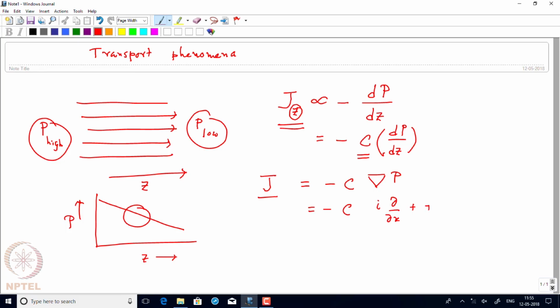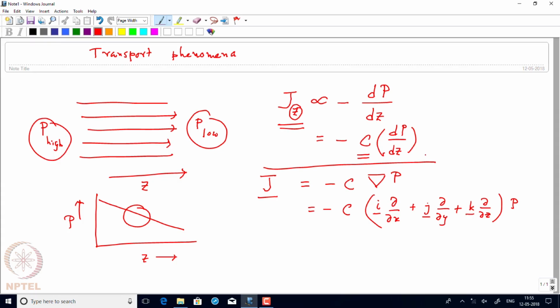i del x plus j del y plus k del z of p, where i, j, k are the unit vectors along the three Cartesian coordinates. But we will be using only very simple notation, in the sense that we will be restricting ourselves as if it is a one-dimensional gradient and everything is flowing in a particular direction.